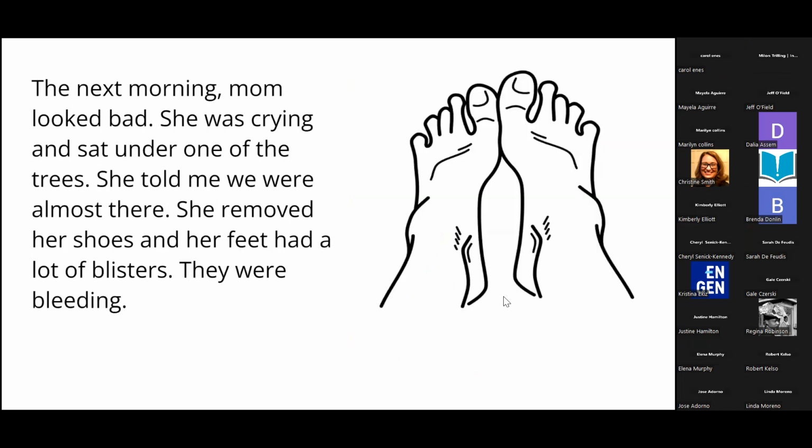The next morning, Mom looked bad. She was crying and sat under one of the trees. She told me we were almost there. She removed her shoes and her feet had a lot of blisters. They were bleeding.